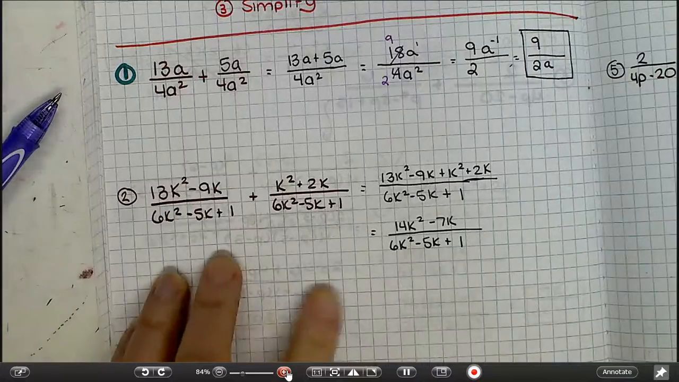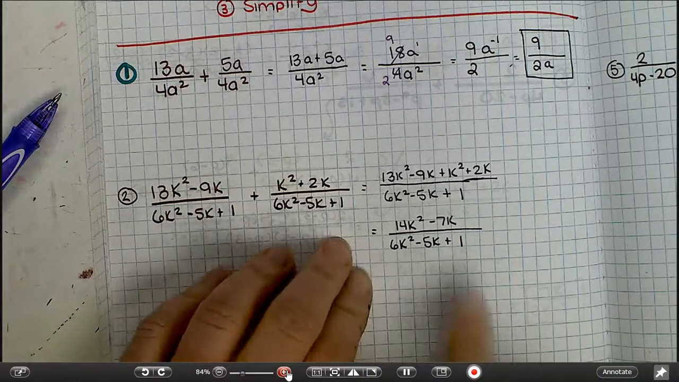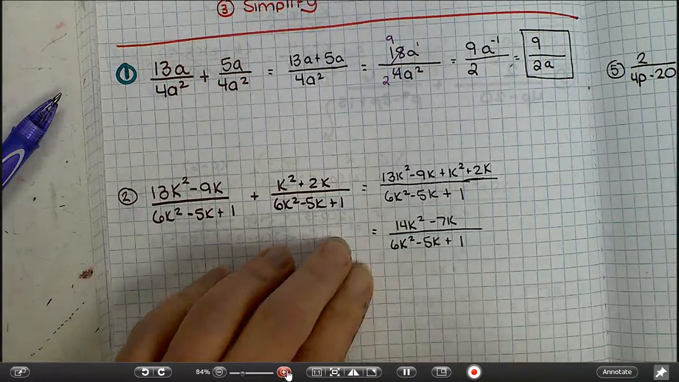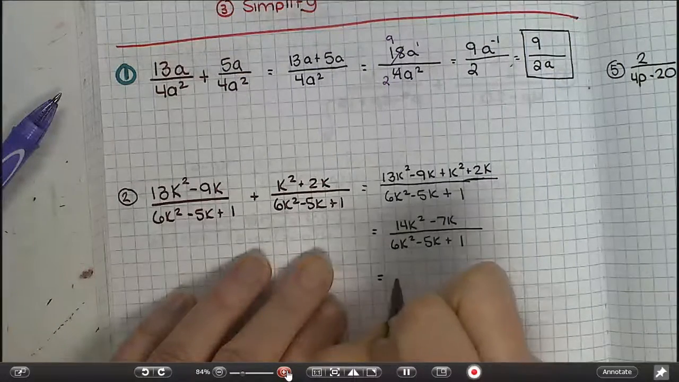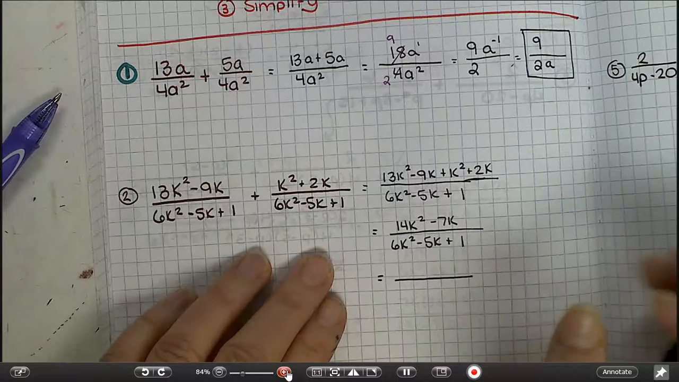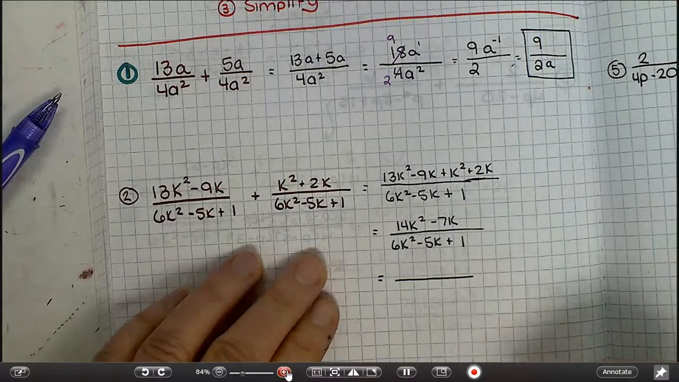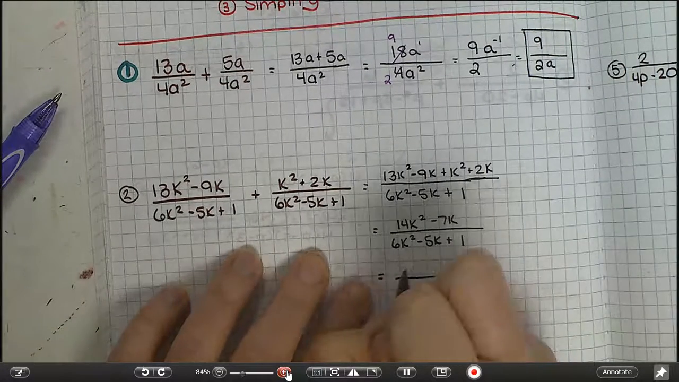And now we're into the simplifying of the expression, which goes back to the rules we were talking about before, and we need to factor first. So go ahead and try to simplify this on your own, and then unpause the video and see if you did it right. All right, welcome back.